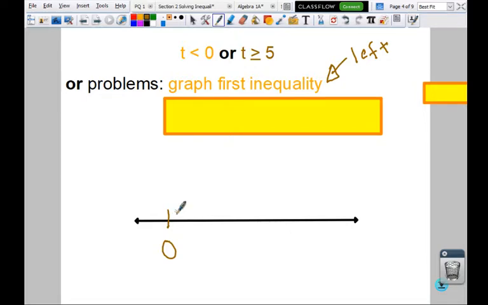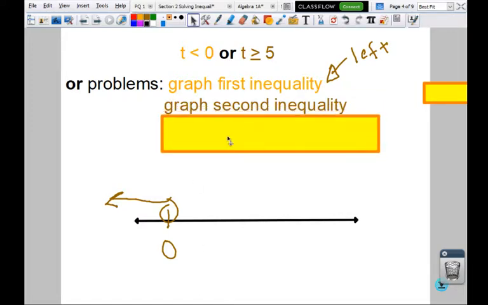So at 0, I'm going to make my circle. I'm not going to fill it in. And if I have t is less than 0, Kinsey, which way is my arrow going to go? To the left? Okay. So I graph my first inequality, which is the left one. Then I'm going to graph my second inequality, which is this one on the right.